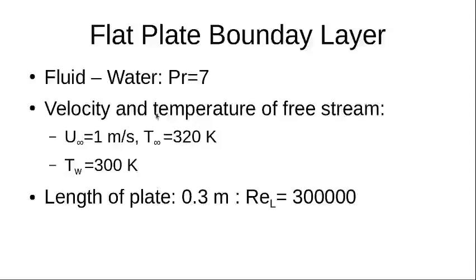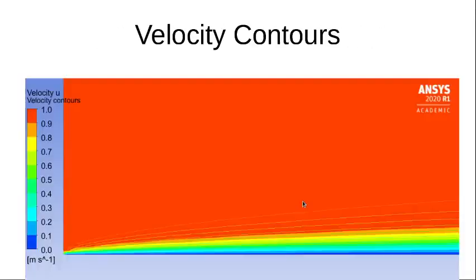In the other simulation that I have done, I have taken water as the working fluid. So Prandtl number of 7, the same boundary conditions. U infinity is 1 meter per second, T infinity is 320 Kelvin, wall temperature is 300 Kelvin, and plate length is 0.3 meter. This gives a Reynolds number of 3 times 10 to the power of 5, which is still in the laminar region. So I have drawn the velocity contours.